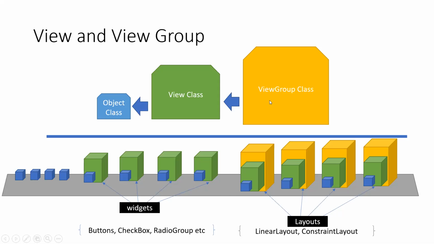And the ViewGroup class is a further extension of the View class. So you see that the more derived an object is, the larger it is. And these objects of ViewGroup classes are called layouts. The types of layouts are linear layout, constraint layout.